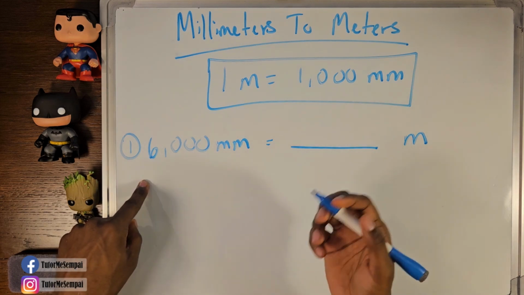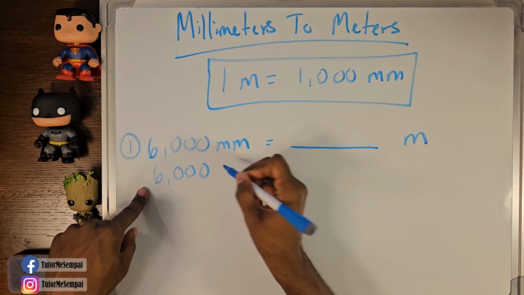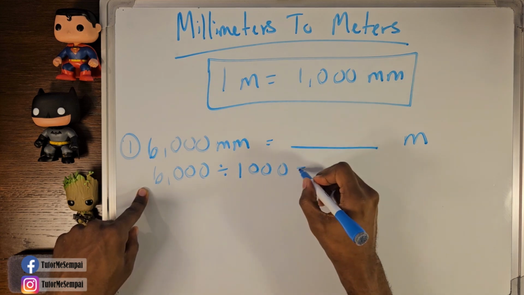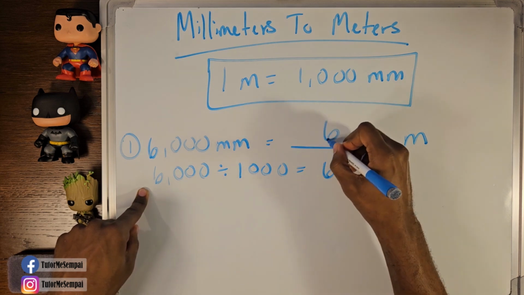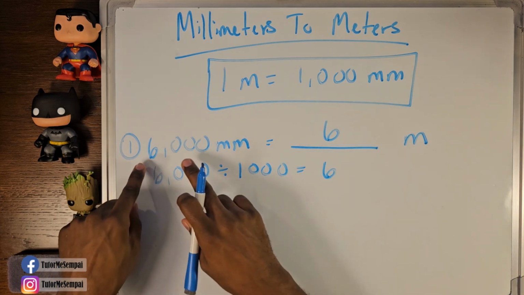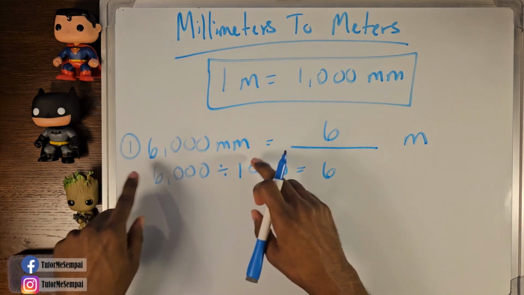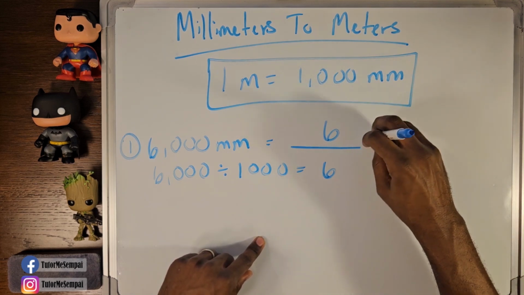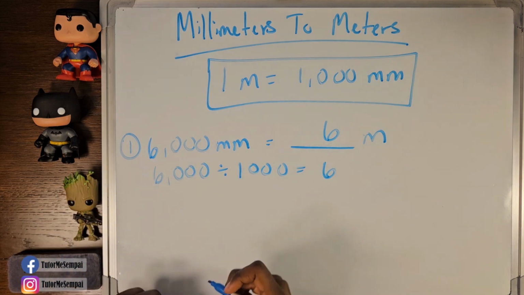Now, you may be able to look at that and answer it, but what you would do is take your 6,000, divide it by the 1,000 here, and that's how you have 6 groups of 1,000. So you should have 6 meters when you have 6,000 millimeters. All you're doing is taking your total number of millimeters and dividing it by the 1,000 from your basic unit conversion. That gives us, in this case, 6 meters.